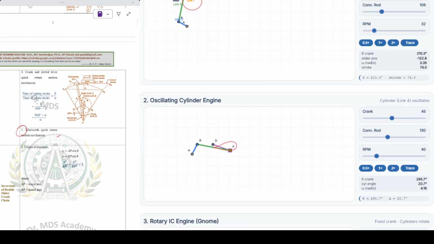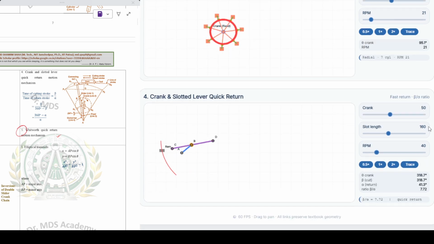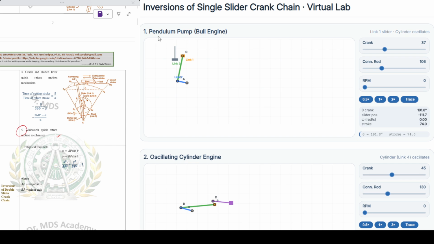Just pause all those, make the RPM 0 in all the cases. Now in the pendulum, the pendulum pump is also known as bull engine. See the crank. Now I have set the RPM 0, means it is stationary. See the crank length I am changing. This blue line is the crank length, currently at 50. You can increase it. Connecting rod, the green one, is the connecting rod length. You can change it.